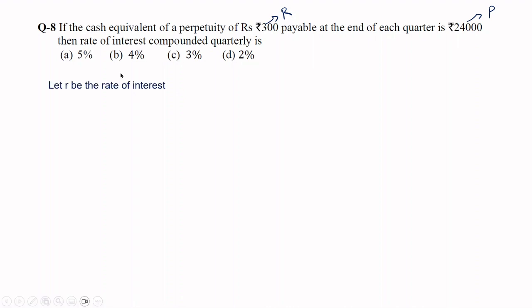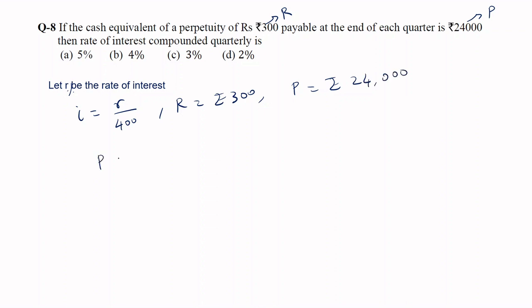So let R be the rate of interest. So the rate per period I is given by, here the rate of interest is compounded quarterly, so I will be R by 400. If we take R percent as the rate of interest, then the rate per period will be R by 400. And then the periodic payment capital R is rupees 300, and the present value of perpetuity P is rupees 24,000.